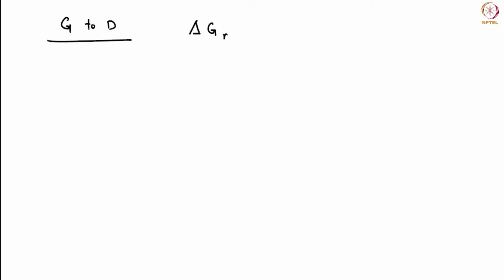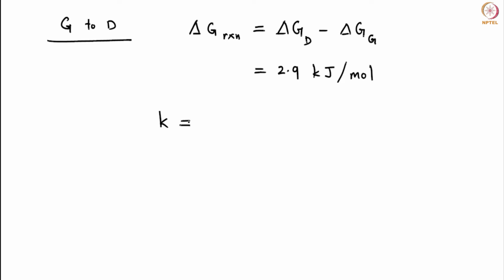Delta G of reaction. This is what we need to calculate. That would be delta G of diamond minus delta G of graphite. Okay, so these values are already given. You will see that this is 2.9, so plus 2.9 kilojoule per mole, right? Because for graphite it is 0 anyway. And then how do you calculate the reaction constant K?